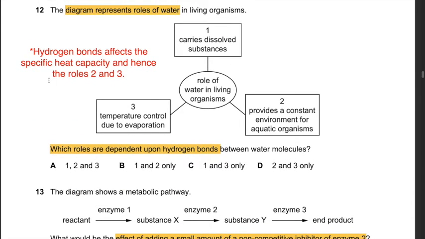Question 12. The diagram represents roles of water in living organisms. Which roles are dependent upon hydrogen bonds between water molecules? So they have given the roles of water in living organisms. 1. Carries dissolved substances. 2. Provides a constant environment for aquatic organisms. 3. Temperature control due to evaporation. Hydrogen bonds affect the specific heat capacity. Hence, the roles 2 and 3 are dependent upon hydrogen bonds. Therefore, the answer is D, 2 and 3 only.